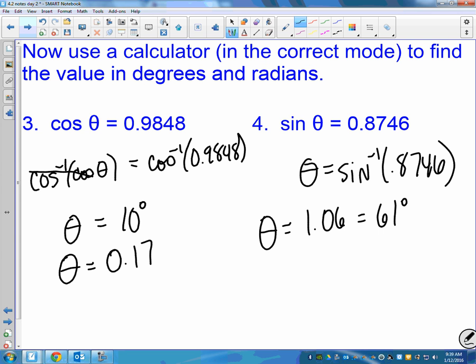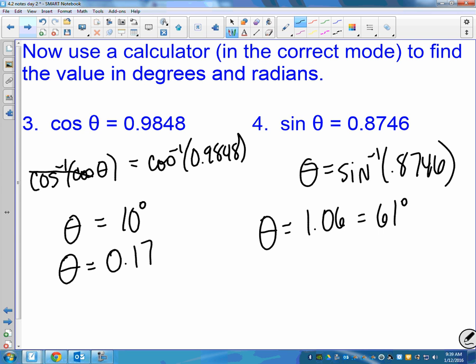Make sure if you struggle using this calculator that you see me before a quiz, because I will not help you type in your calculator on that quiz. I'm trying to see if you know how to do it. Questions about that? If they give you theta, you just type it in. If you're solving for theta, you have to do it.